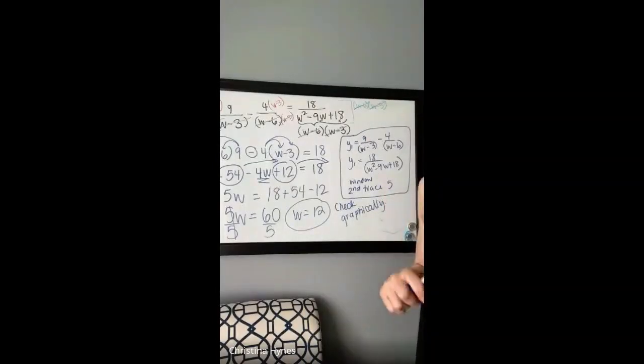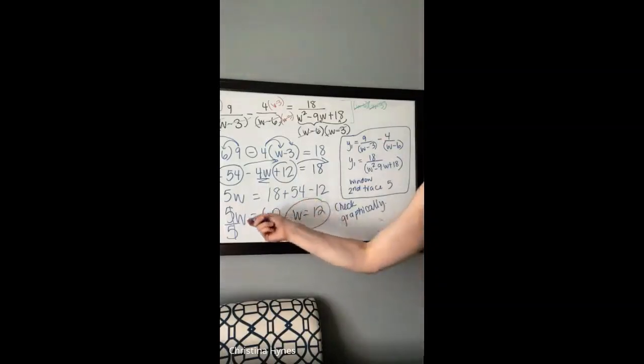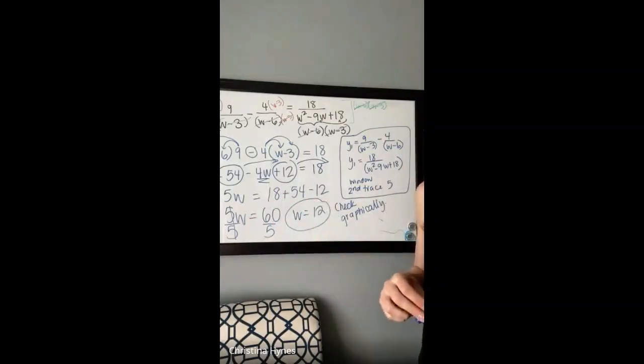Then if it's quadratic, you'll get everything to one side equaling 0. And then you would factor it or use the quadratic equation or graphically solve for the solution. But in this case, I only had W, so I only had to solve for W by isolation. Then you want to check your answer.